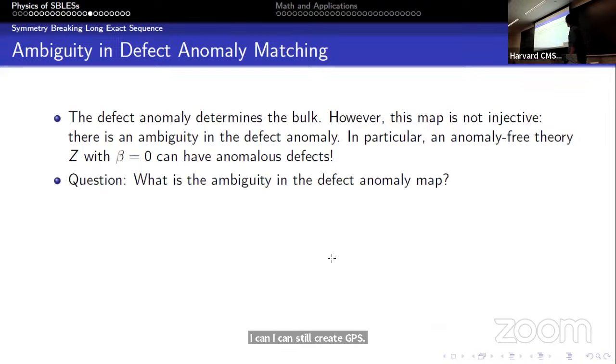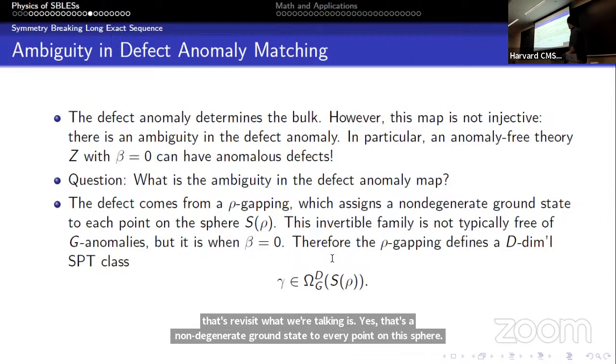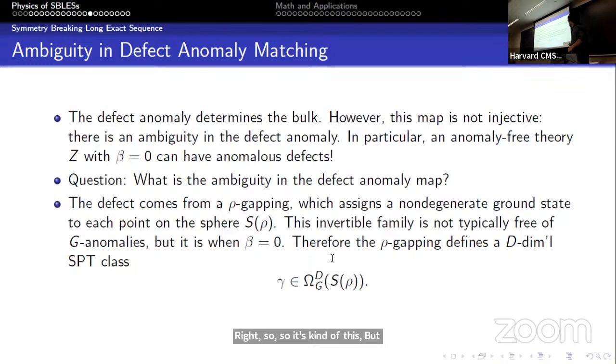So here's a question: what is the ambiguity in the defect anomaly? What are all these defect anomalies that map to zero? One way to think about it is to remember where the defects come from. The defects come from rho gapping, so let's revisit what rho gapping is. It assigns a non-degenerate ground state to every point on the sphere. So it's kind of an invertible family. But this invertible family typically is not free of G anomaly, and this is precisely the G anomaly.